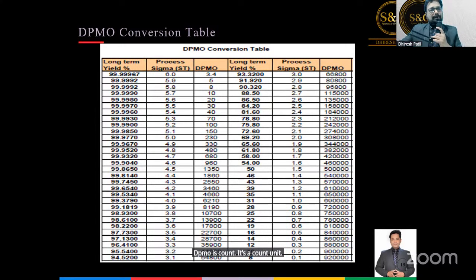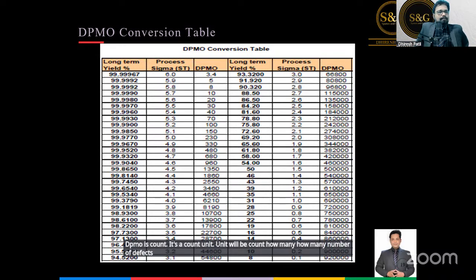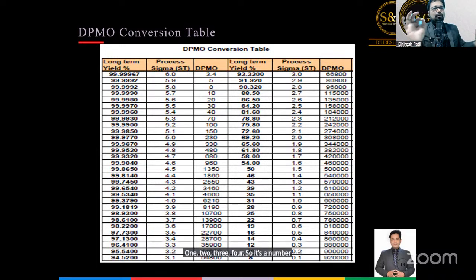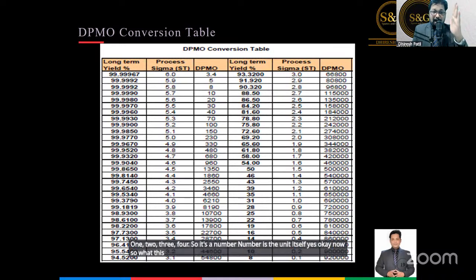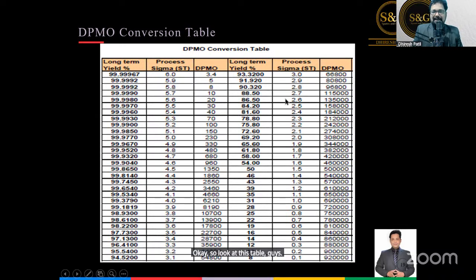DPMO is count. It's a count unit. Unit will be count. How many number of defects? It's count, right? 1, 2, 3, 4. So it's a number. Number is a unit itself. Yes. Okay. Now, so what this is called DPMO. So from the DPMO, we can convert that into sigma level as well. Okay. So look at this table, guys. So our DPMO calculated was 1 lakh, right?